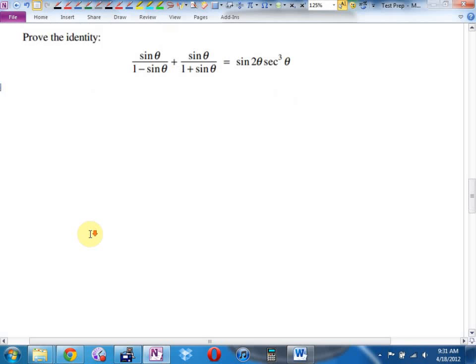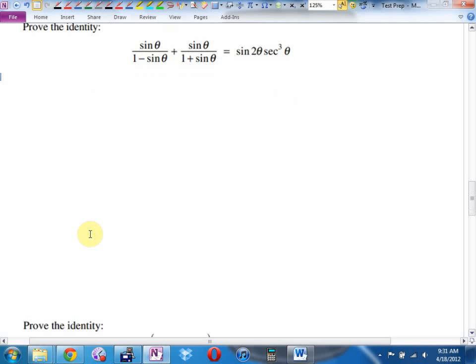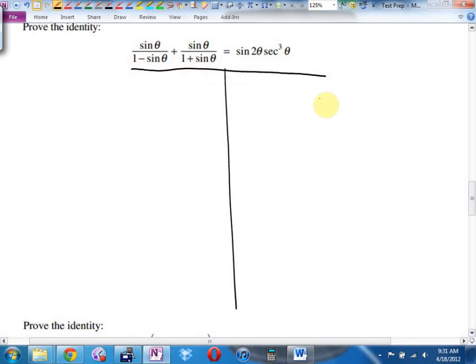Okay. Here's an identity. Sine theta over 1 minus sine theta plus sine theta over 1 plus sine theta equals this. Now, I'm trying to plan my attack. Holly, how many terms do I have over here? 1. I have a feeling I'll common denominator this eventually.